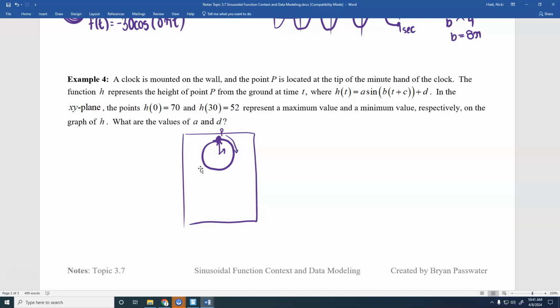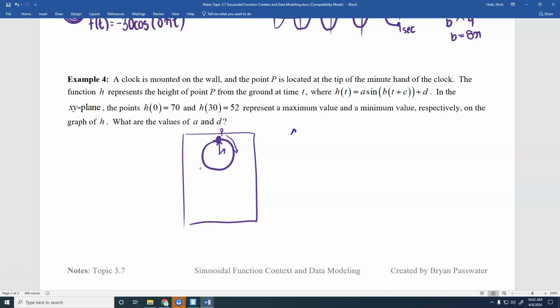Now, what numbers are they asking us for? Or what letters do we have to find for this one? A and D. That means they're asking us about what two features of the graph. A gives us amplitude, D gives us midline. It makes it harder if you are talking about the period and the phase shift on this, but they're not asking us for that. They're only asking us for our amplitude and our midline.